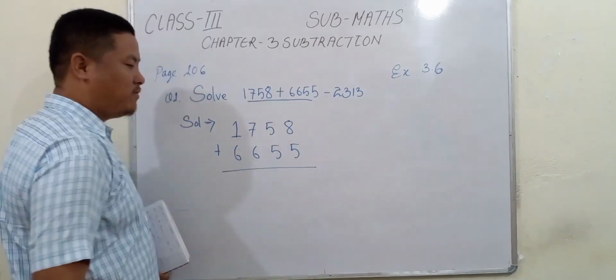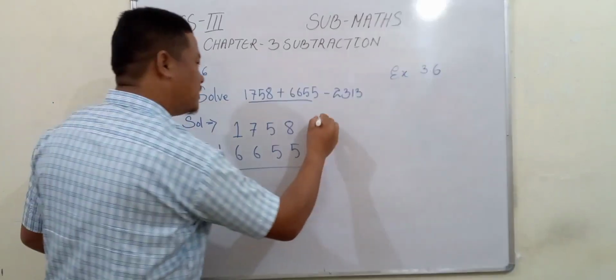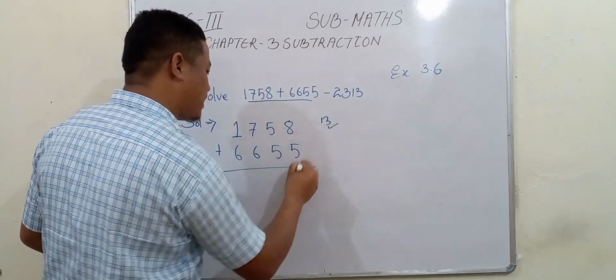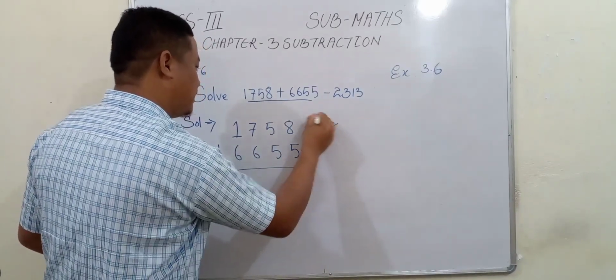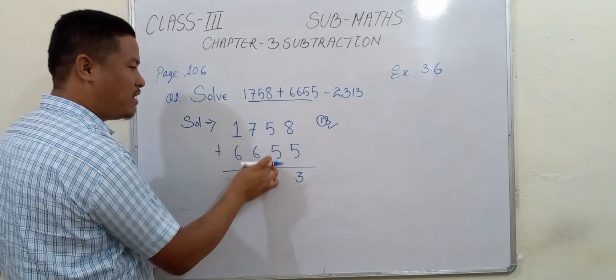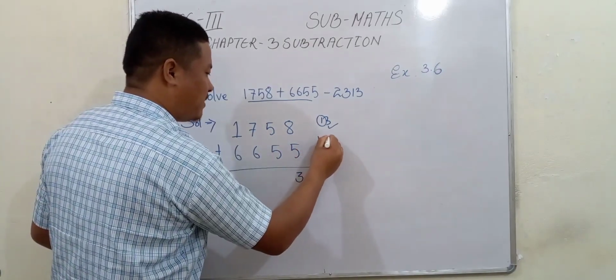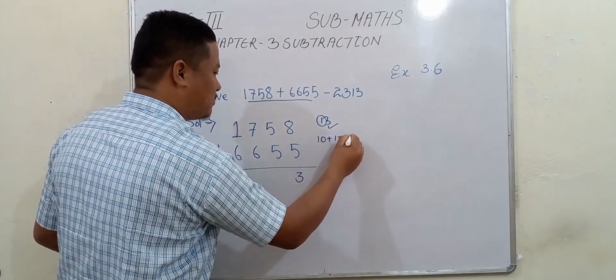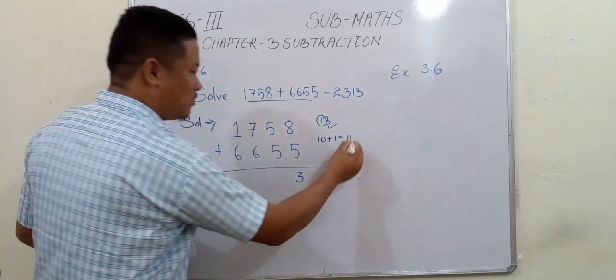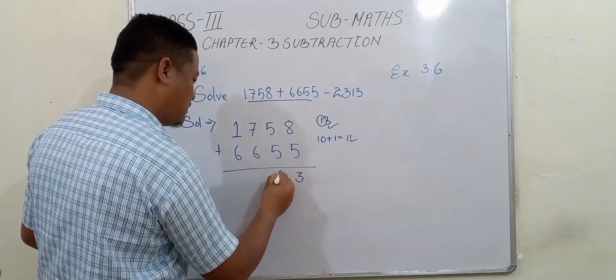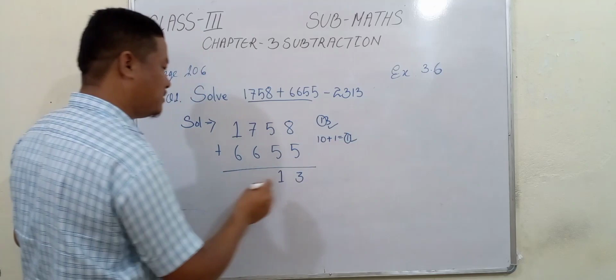8 plus 5, 13. 3 will write here, and 1 is remainder. 5 plus 5, 10. 10 plus remainder 1, we have 11. We'll write 1 here. Again 1 is remainder.